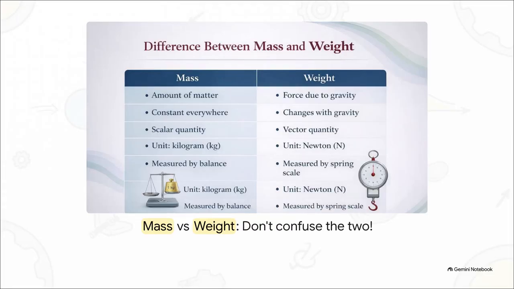Now, a quick aside here. We've got to be super careful not to confuse mass with weight. It happens all the time. Mass is simply the amount of matter in an object. It's a constant scalar quantity measured in kilograms. Doesn't change no matter where you are. Weight, on the other hand, is a force that changes depending on gravity. So for momentum, we're taking that constant mass and multiplying it by velocity.